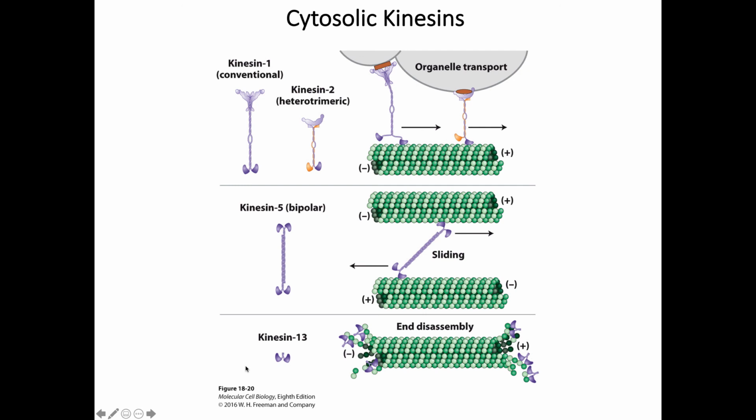And then you have kinesin 13 that we talked about. Although it is called kinesin 13, it doesn't have any motor activity. It is responsible for the disassembly of the ends. We talked about the plus end disassembly, but it can do the minus end as well. But the plus end disassembly is more important because it is very important during cell division.